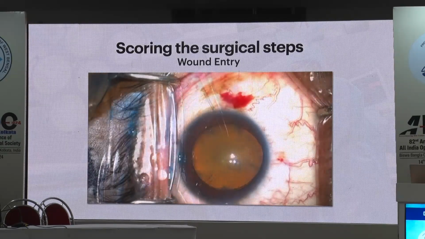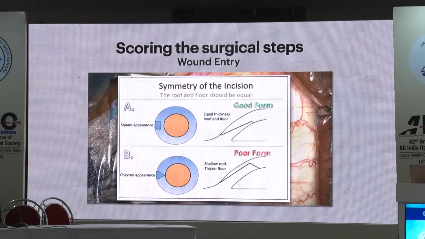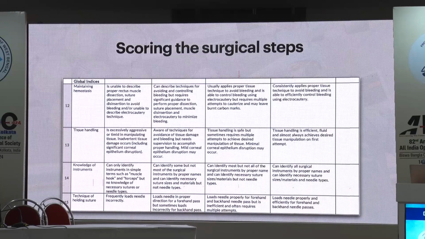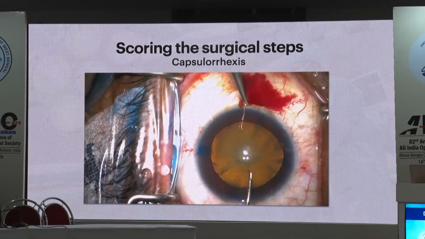What the trainee actually ended up creating is something like this, which is known as the chevron appearance. And that happens when you have a shallow roof to your tunnel and a sudden abrupt cliff-like entry, which is suggestive of a very poor form. So this would actually push you back into probably a beginner or a novice. And again, when you look at the global indices, you would end up saying that the tissue handling could have been a little better. So let's try scoring this rexus now.